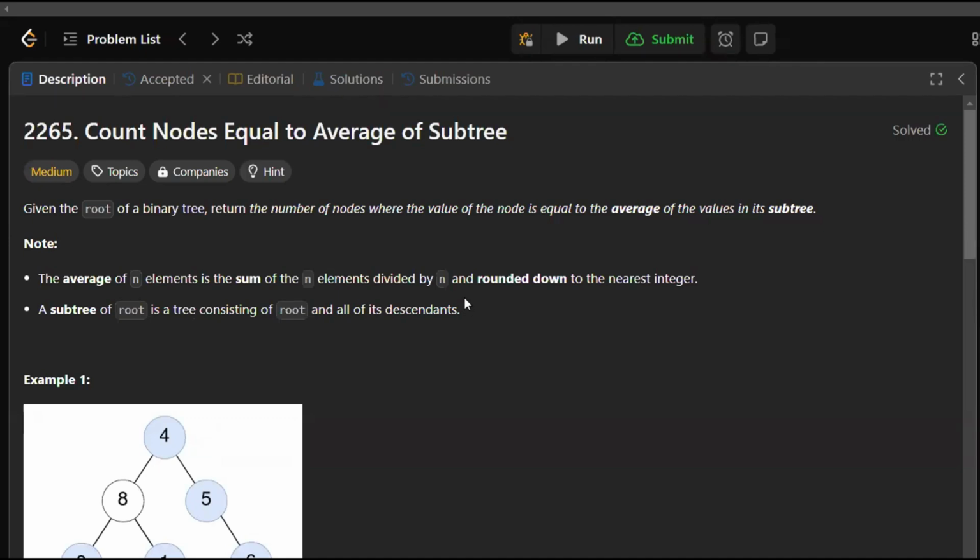Hello everyone. Welcome to the solution of LeetCode problem 2265 named Count Nodes Equal to Average of Subtree. In this problem, we are given the root of a binary tree and we have to return the number of nodes where the value of the node is equal to the average of the node values of its subtree.